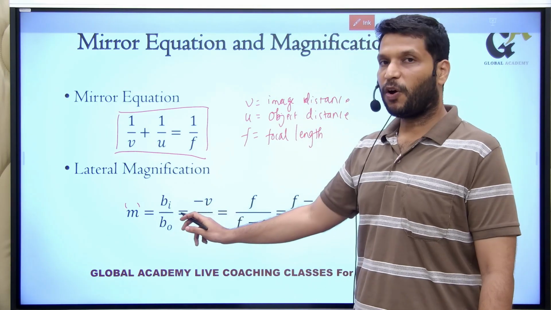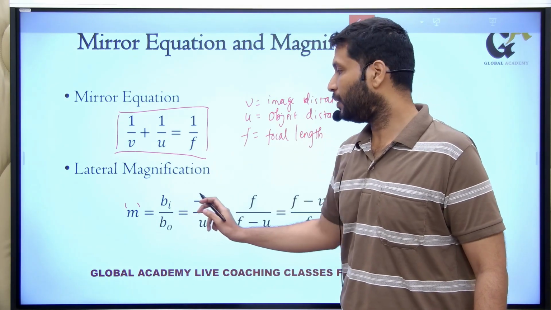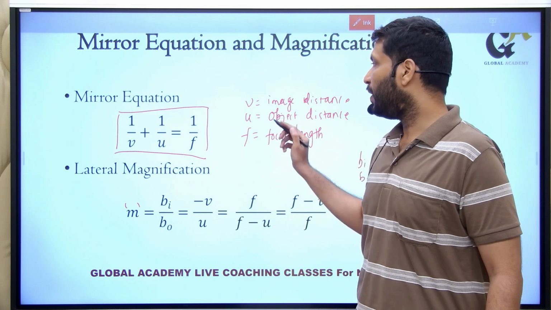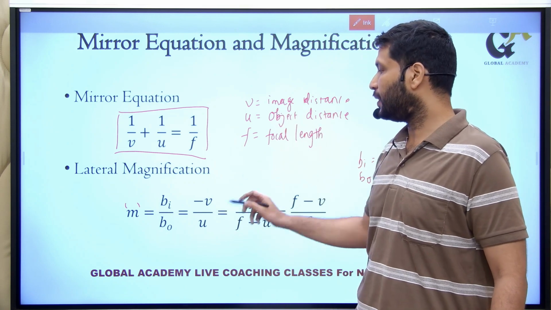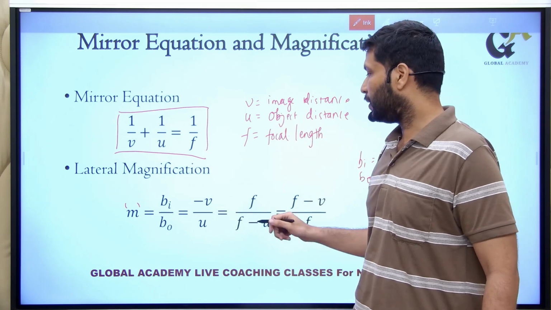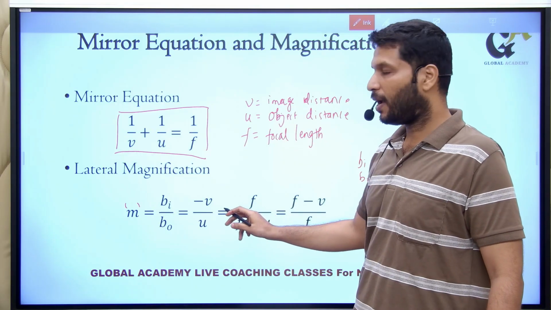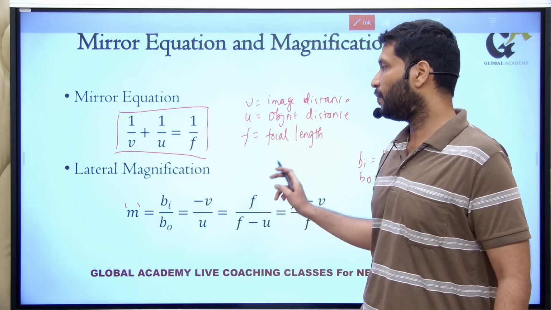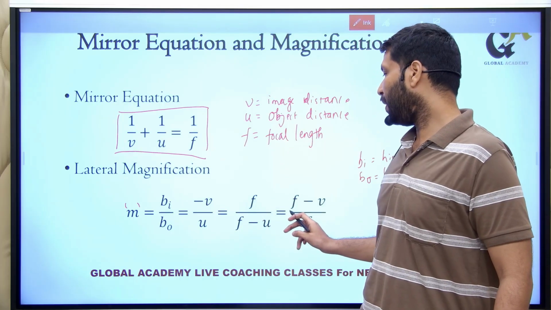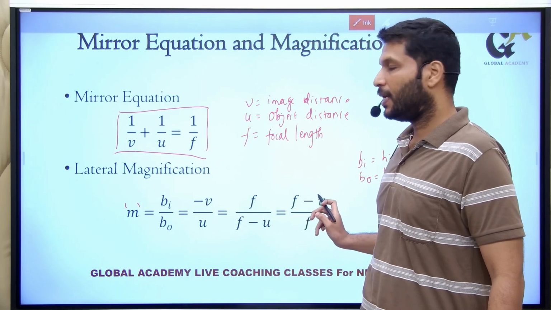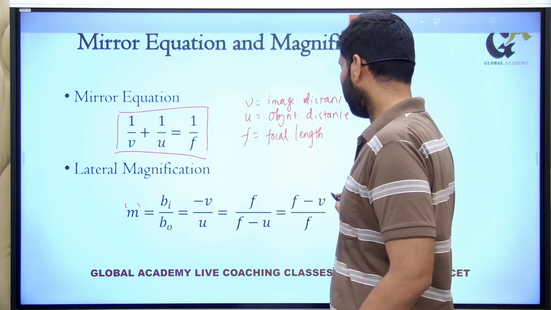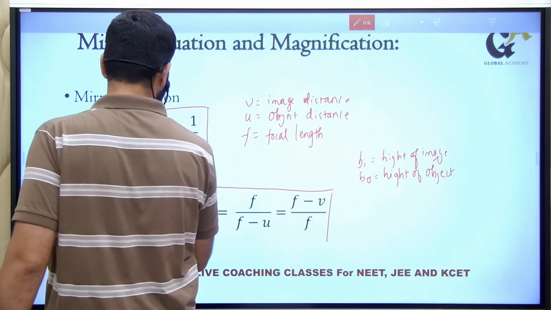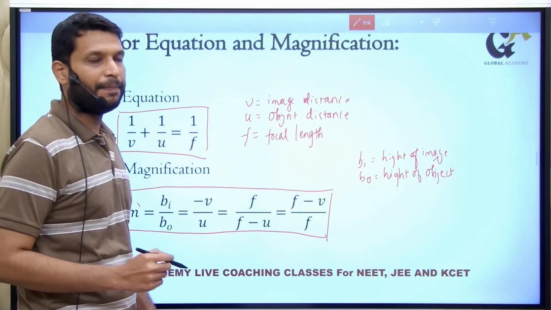Similarly, one more formula we have for the magnification is minus v by u. v, I already told you, is the image distance and u is the object distance. Next, one more formula is equal to f divided by f minus u, where f is the focal length, or one more formula that is equal to f minus v divided by f. So these are all the formulas for the lateral magnification.